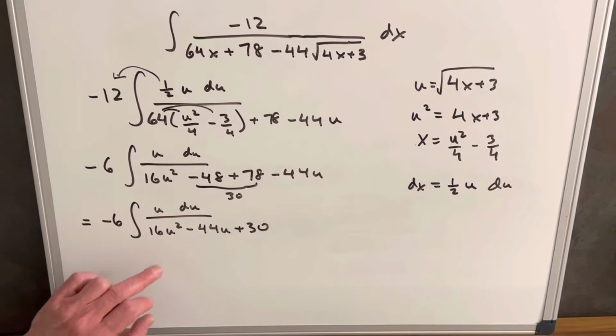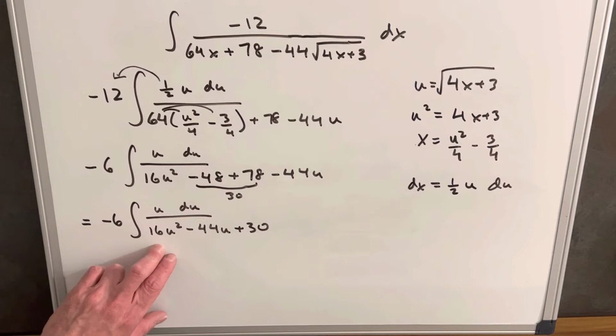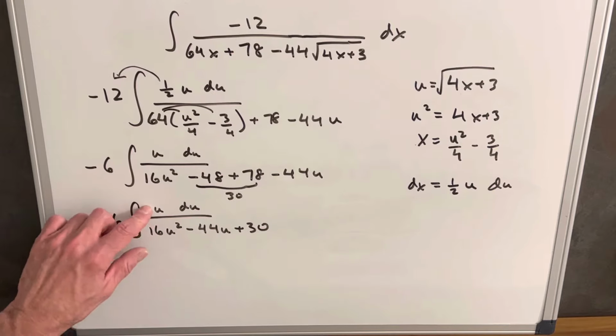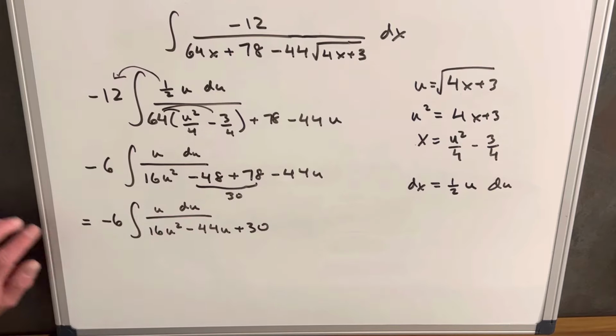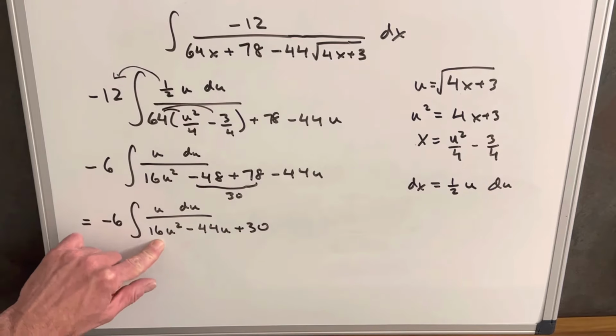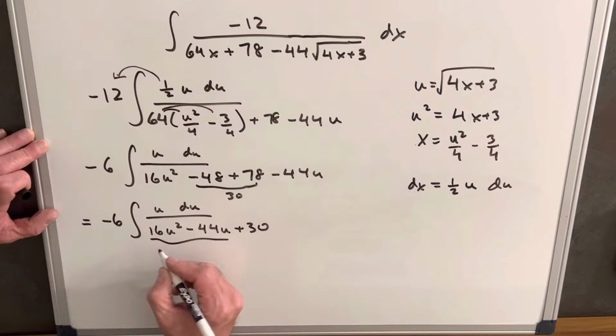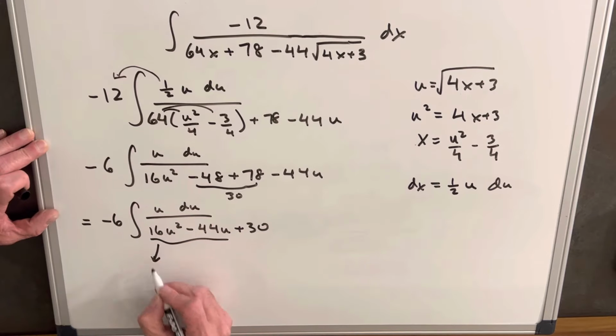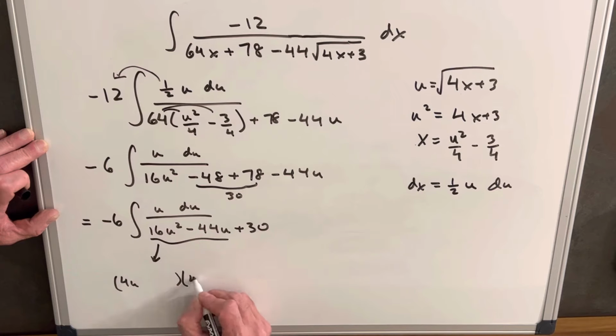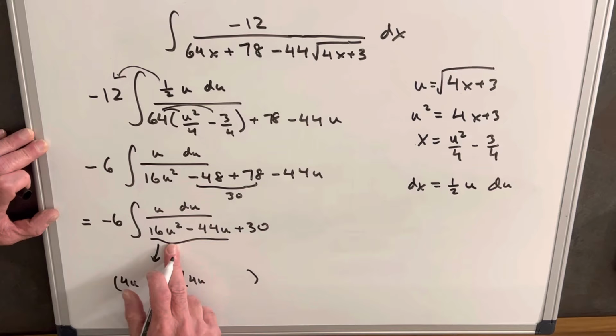You may think we could just try another u substitution, like call it v, because we have our u on top. It ends up that's not really going to help us, so what I want to do is factor the denominator and try to use partial fractions. Let's just see how we can factor this. I like to write out my parentheses and try to see what works. So 4u times 4u is 16u squared.